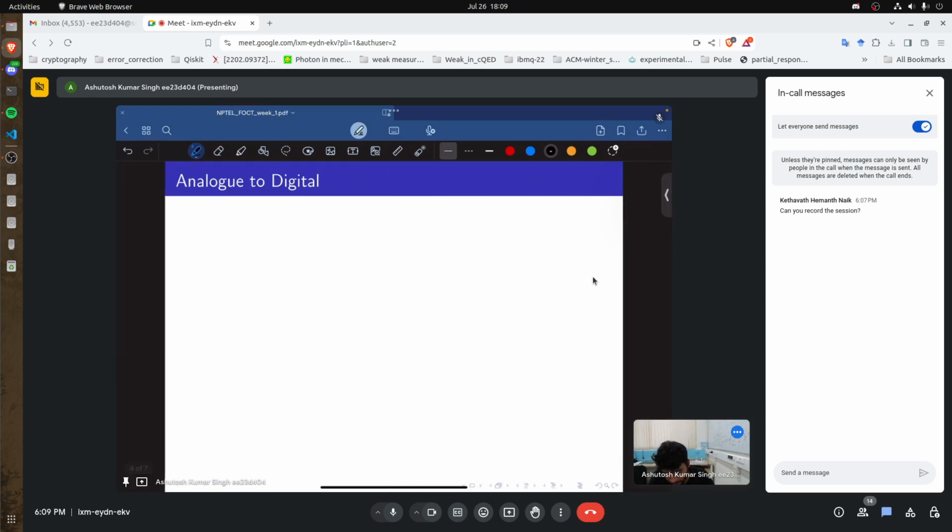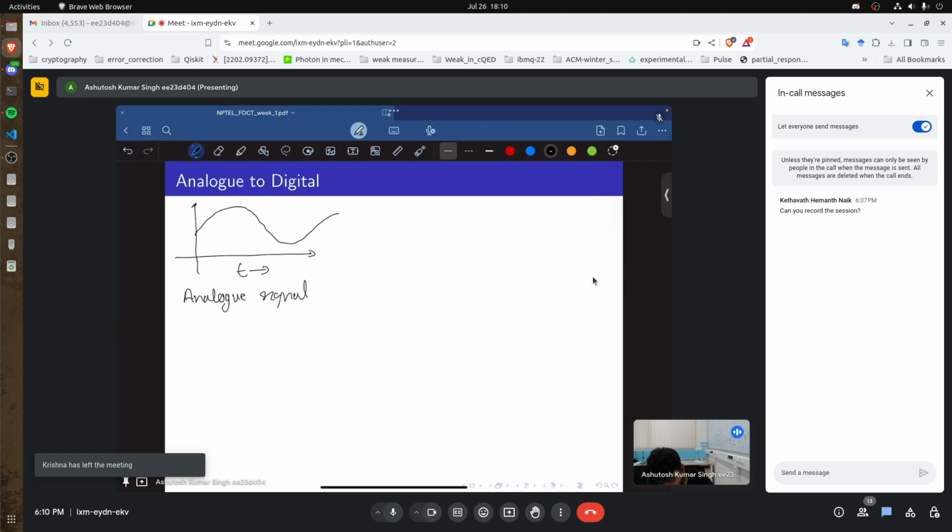Now let's talk a little bit about analog to digital. Like I had mentioned earlier, all the signals that you have in nature are predominantly analog. Now there are two ways to do this. This is an analog signal. Now there is this thing called the Nyquist theorem.